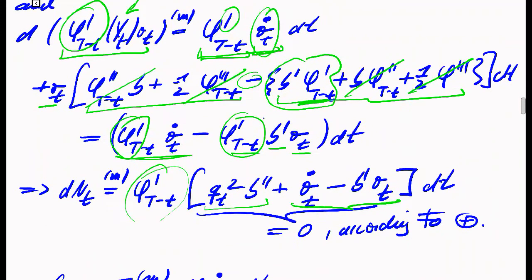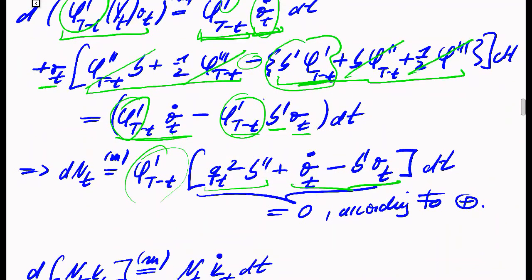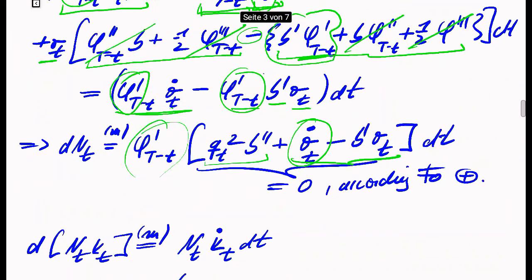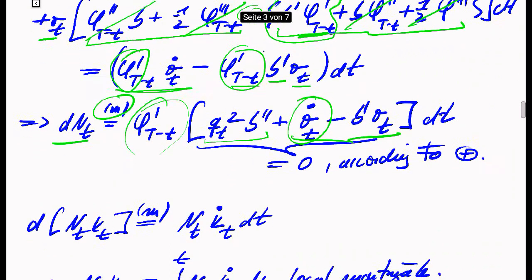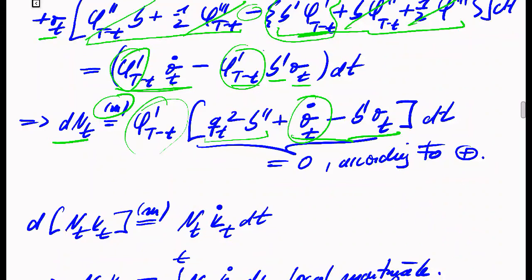And hence now I can compare this with the ODE, which I was assuming that the R is satisfying, or which was the defining ODE for R, which tells me that this bracket here is a 0. So in fact, modulo martingale increment, the n process is just a 0, which means that the n is in fact a local martingale.